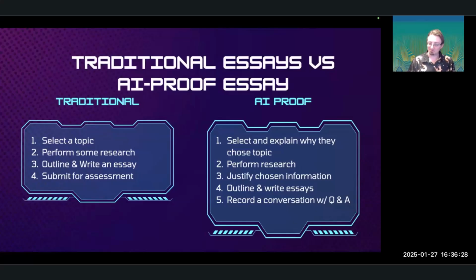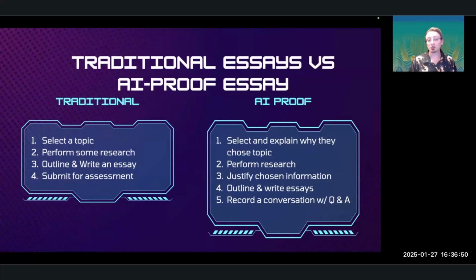Then they would do an outline. Then they would write an essay, and then they would submit that essay for assessment. And that's the regular process that you would use in lots of classrooms. So an AI-proof assignment is still going to do those things. We're not taking away steps, we're adding steps and hopefully deepening student thinking.